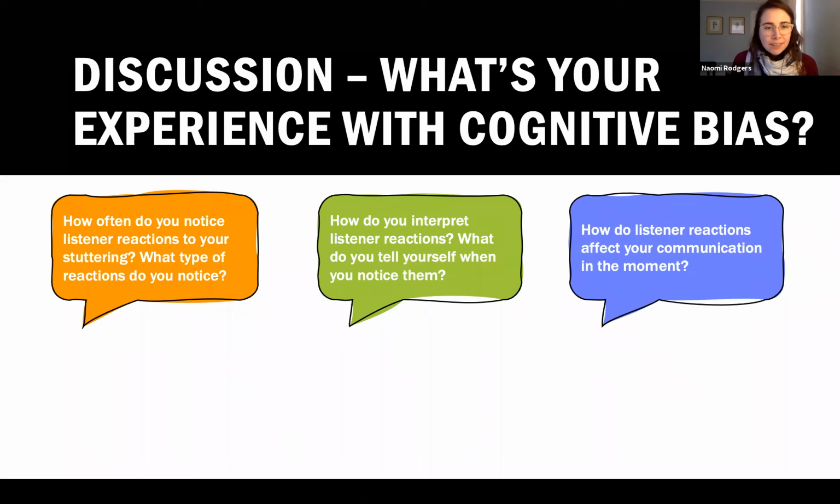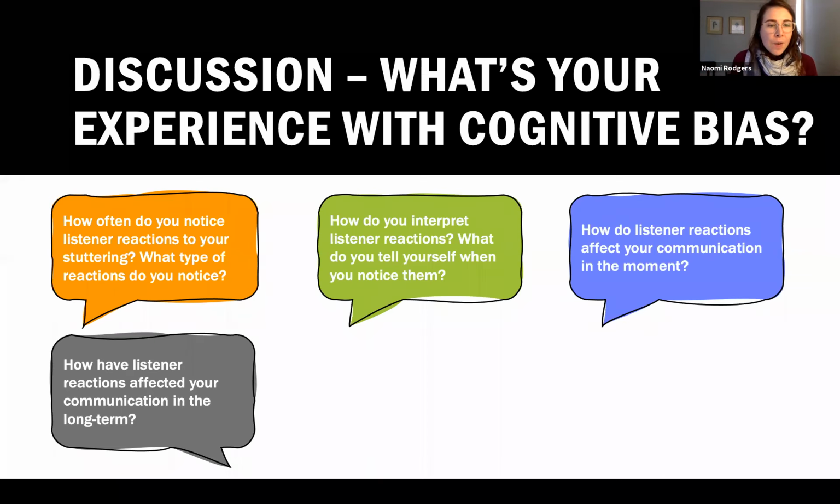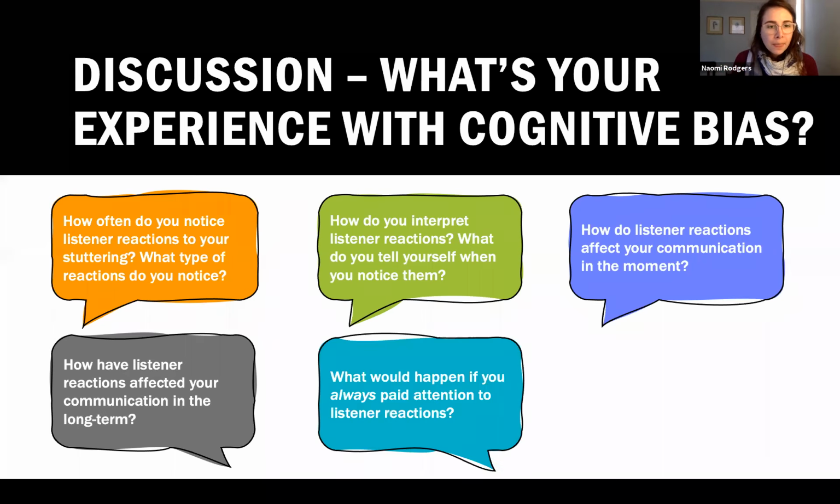How do listener reactions affect your communication in the moment? So once you've noticed that the listener has noticed your stuttering in that moment, how does that affect your communication in that interaction? Does it change anything or does it not change anything for you? How have listener reactions affected your communication in the long term? So with repeated experiences with noticing that listeners notice your stuttering, how has that affected your ability to connect with people in the long term, or ability to approach or engage in interactions in a mindful way?